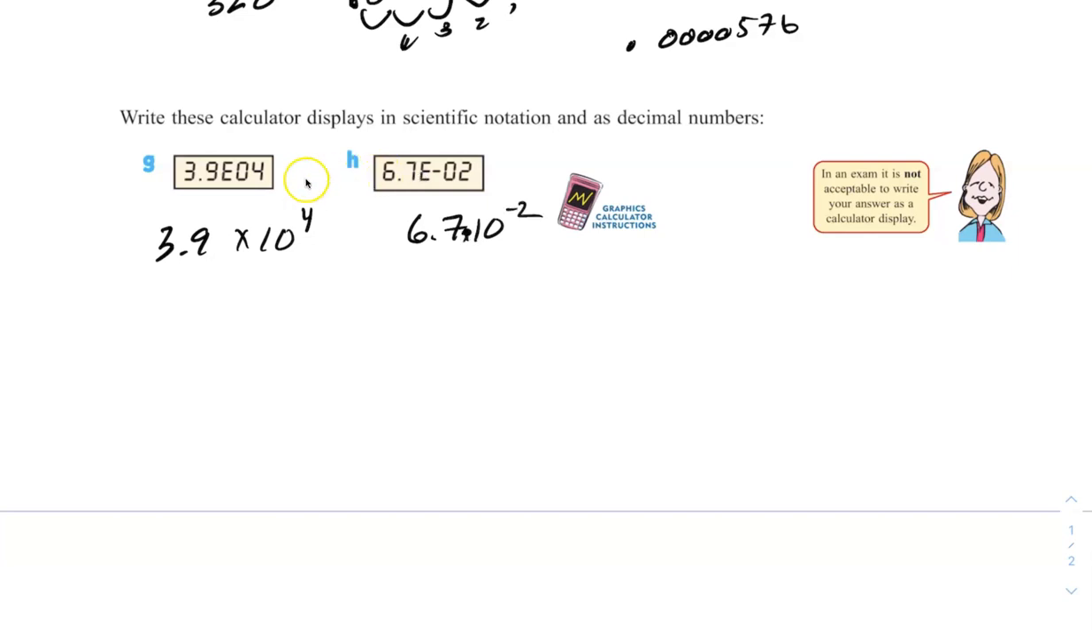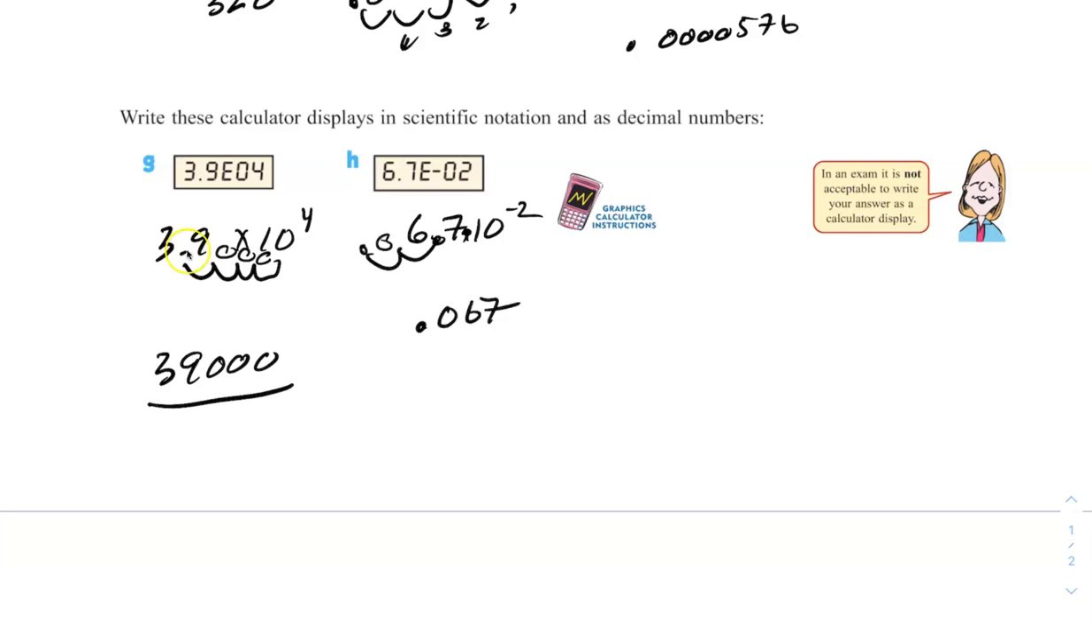So if I'm writing these in normal display, because as a nice person here says, on the IB exam you can't leave it in calculator notation. You got to rewrite it. So just understand what that means. Oh, that means times 10 to the 4th. So we'll rewrite it. I gotta make this bigger, so move it over 4 spots. So 1, 2, 3, 4, 0, 0, 0. So 39,000. And then we move this one 2 to the left. So 1, 2. So 0.067. And that's scientific notation.